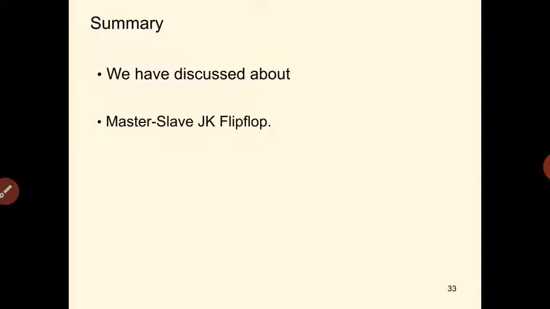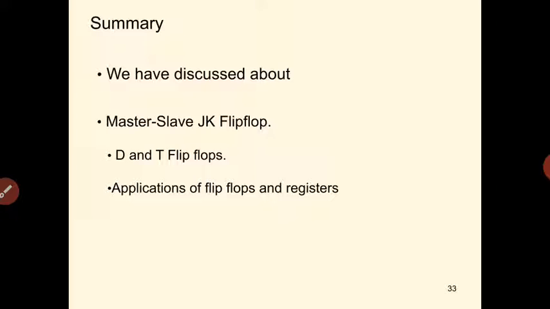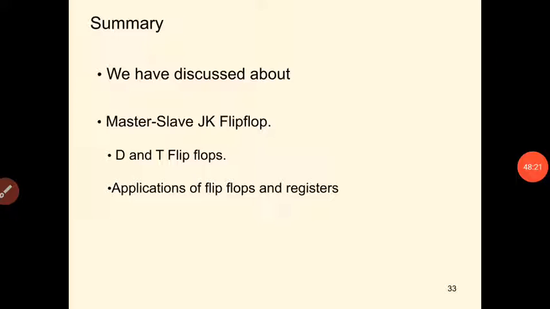Overall summary: we have discussed the master slave JK flip-flop, which eliminates the race around problem, and also delay and toggle flip-flops, and the applications of flip-flops and registers. So this completes this lecture. In this lecture we have mainly discussed the master slave JK flip-flop, which eliminates the race around problem, and also the other types of flip-flops, that is the delay flip-flop and toggle flip-flop.